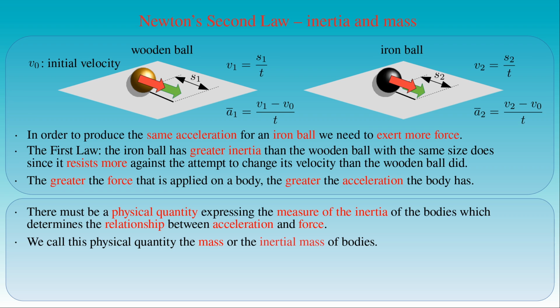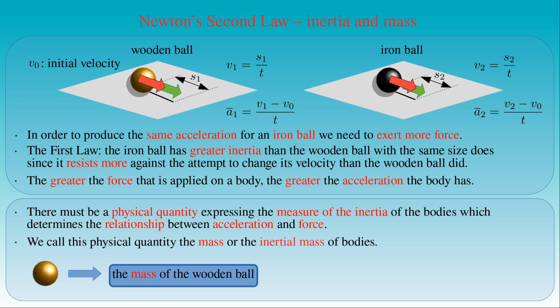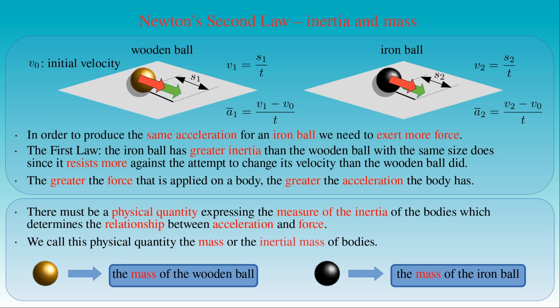In the example shown above, inertia and mass are associated both with the wooden ball and the iron ball. We can interpret the result of this experiment as the demonstration of the difference of the masses of the two balls. The mass of the iron ball is greater than the one of the wooden ball. In this case we say that the iron ball is heavier than the wooden ball.